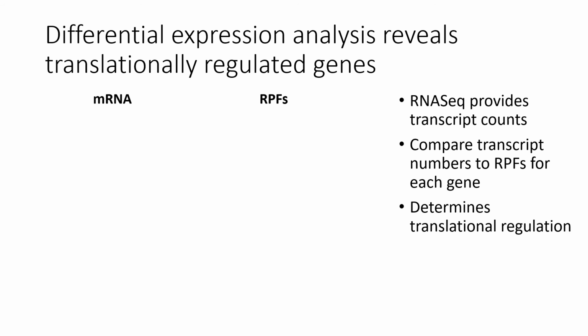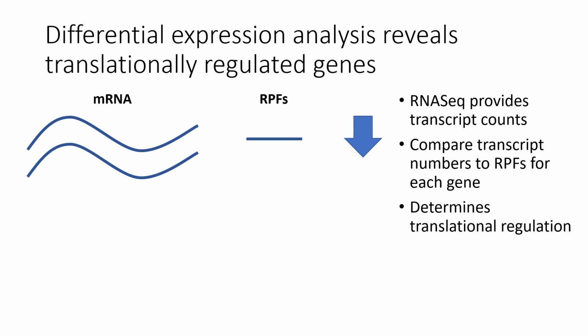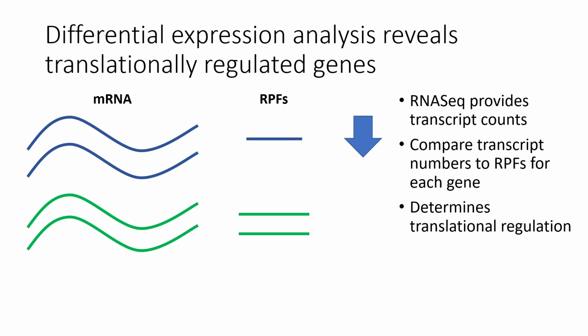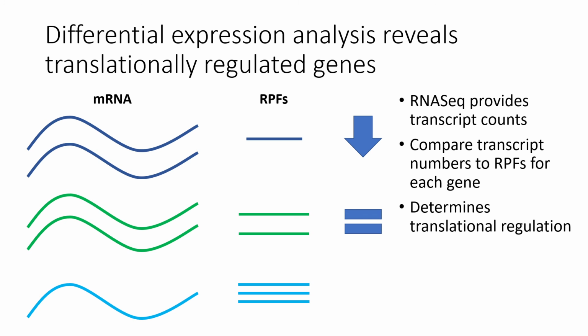For a simple example, if there are two transcripts made for one gene and only one RPF, that gene is translationally downregulated. If there is the same amount of translation as transcription, then that gene is not translationally regulated. Lastly, if translational activity is higher than the transcriptional, the gene is translationally upregulated. Now, realistically, transcripts will have many ribosomes translating them simultaneously, and it is a polysome. The ratios I chose here were just to be simple examples.